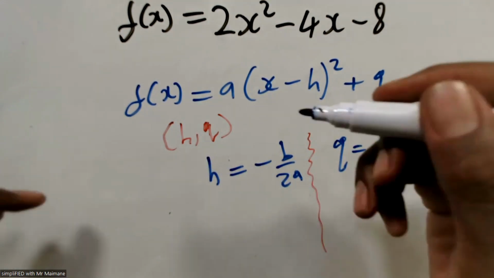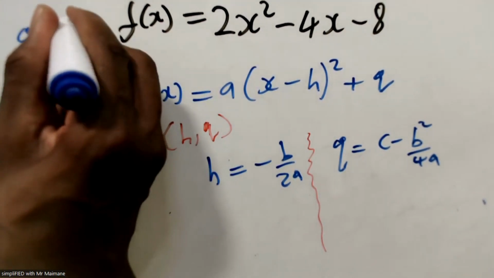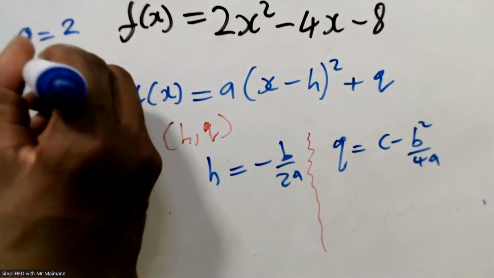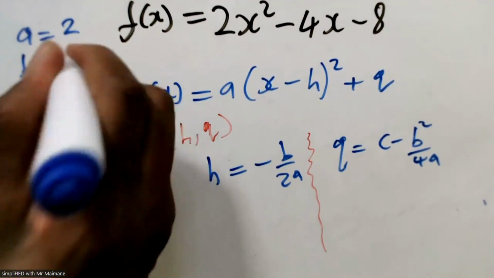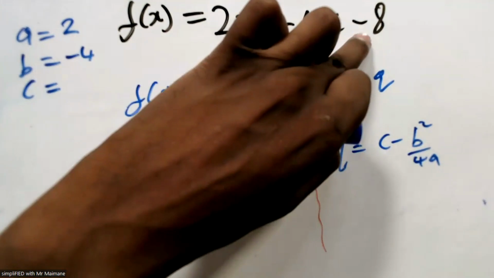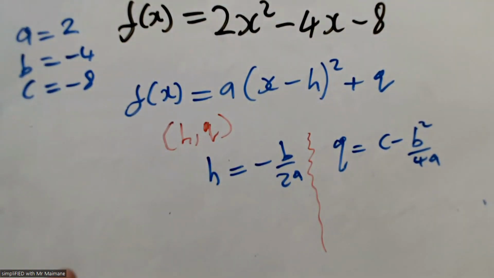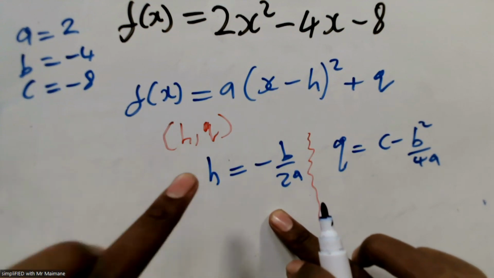How so? From here, we know that a is 2. Here, our a is 2. b is minus 4. Our b is minus 4. And then c is minus 8. Our c is minus 8, right? So just by substituting this, we have to get the same value as when we completed the square.